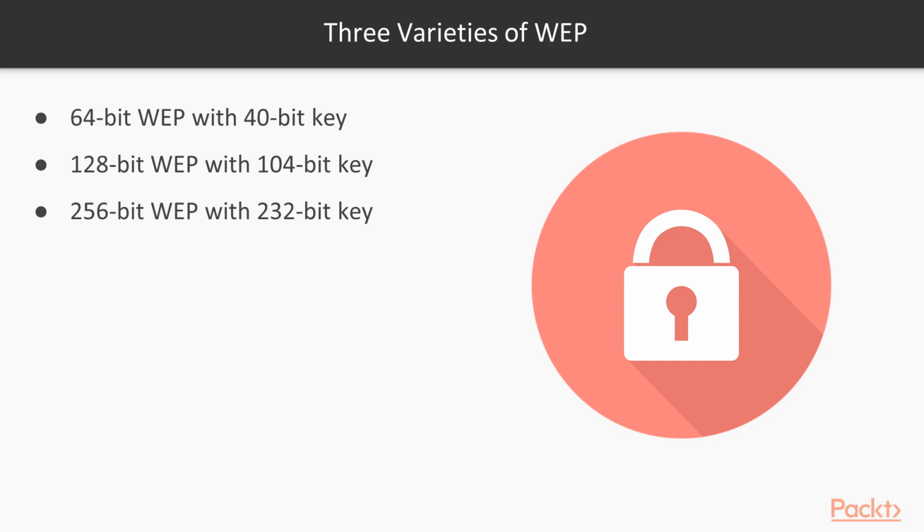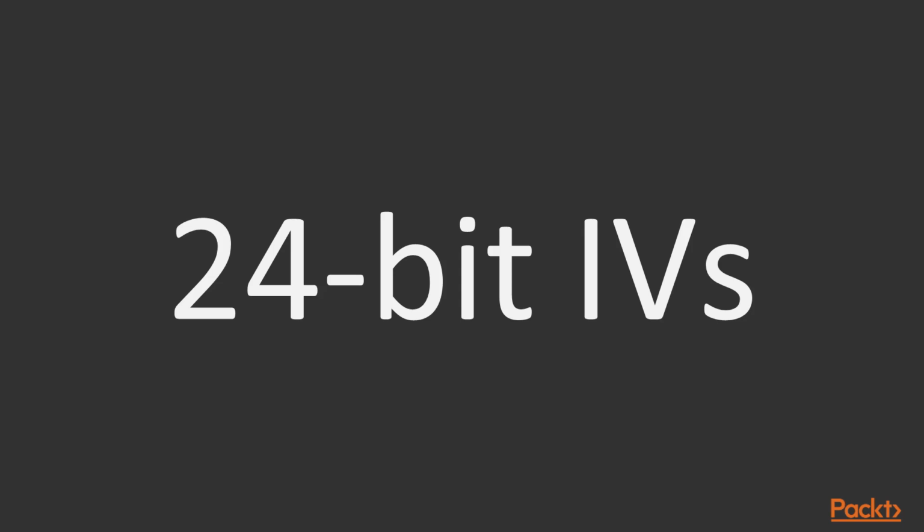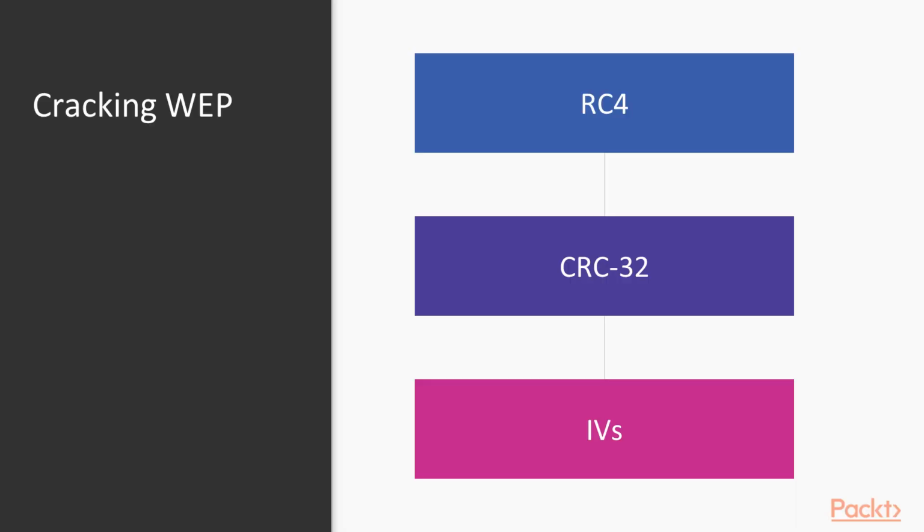Now, why do I keep saying it? Because that's what we're going to attack. We always go for the weakness, and in this, it's all about that 24-bit initialization vector. It's only 24 bits, which makes it really easy for us to crack. In fact, when we crack WEP, we can either go after the RC4, the CRC32, or the initialization vectors. In this course, we're going to go after the initialization vectors because that's the most common attack angle because it is the weakest point of WEP. So let's get cracking.